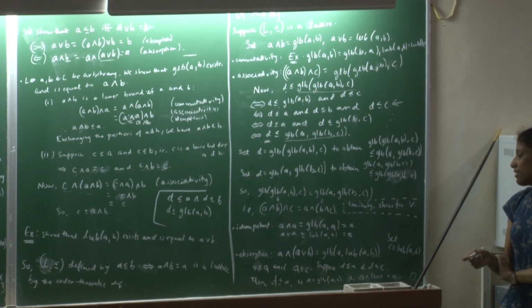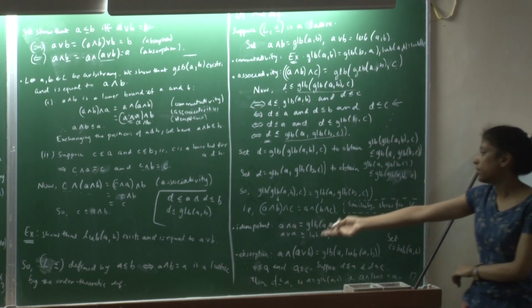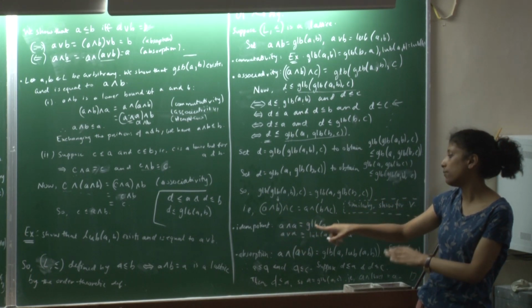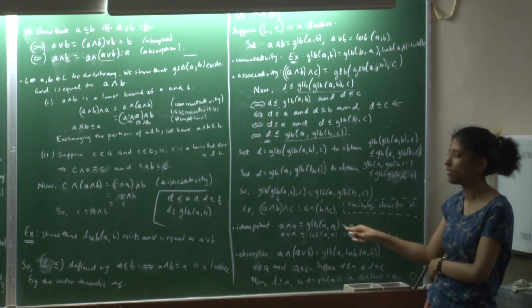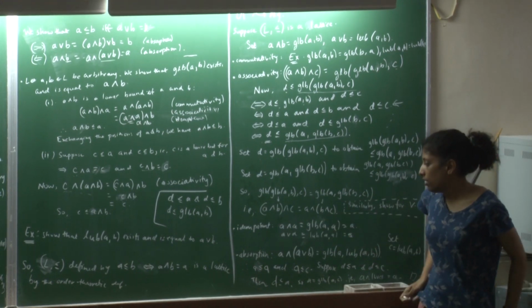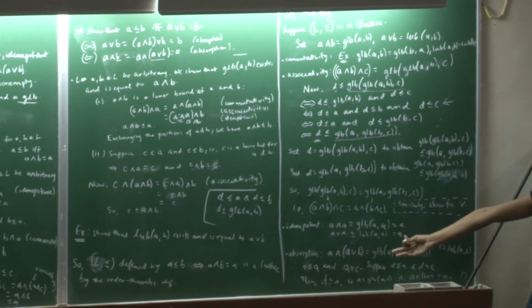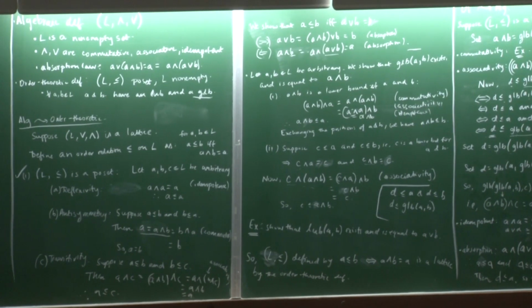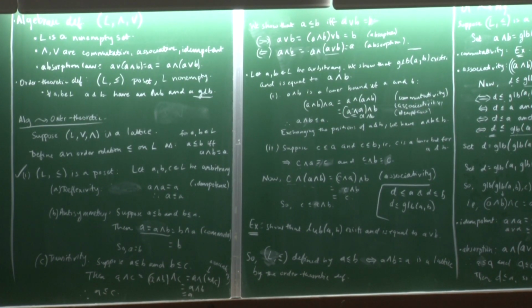Then we just have two things left. Idempotence, which is pretty trivial. A meet A is the GLB of A comma A by definition, which is equal to A. Do the same for join. Then absorption also follows similarly. This entire proof is just using the same things over and over again.